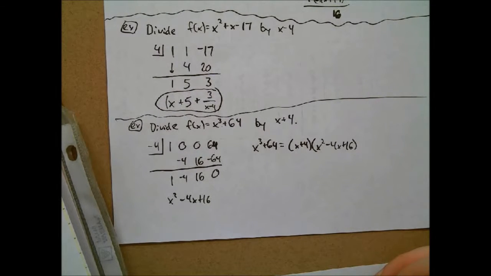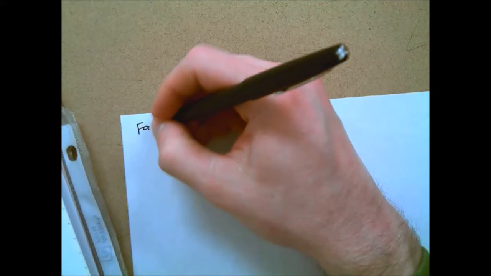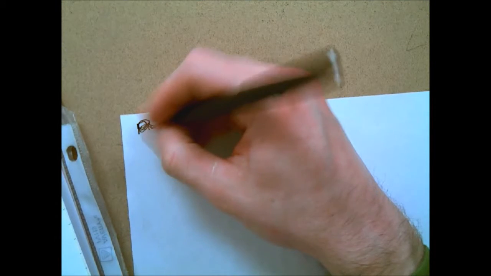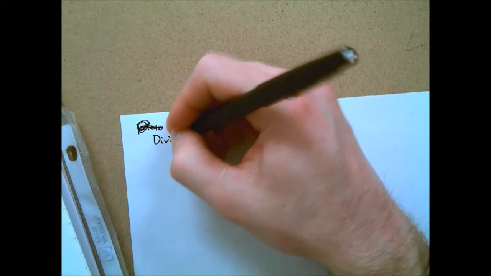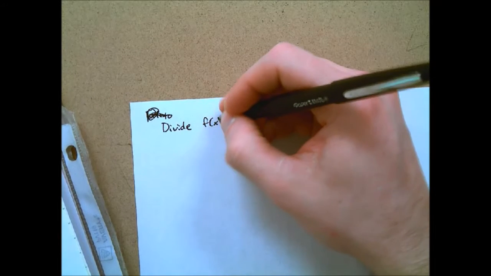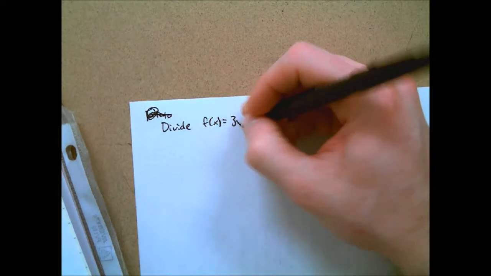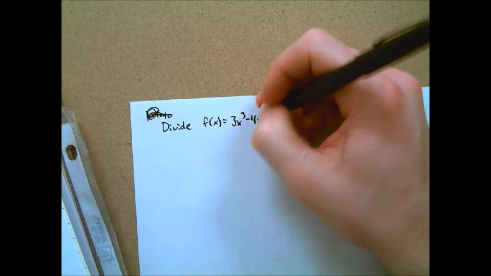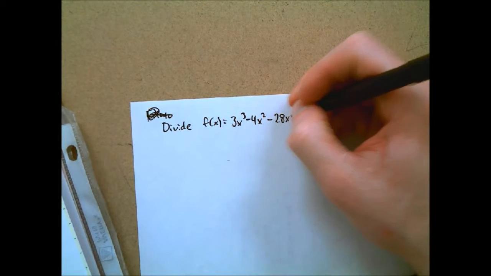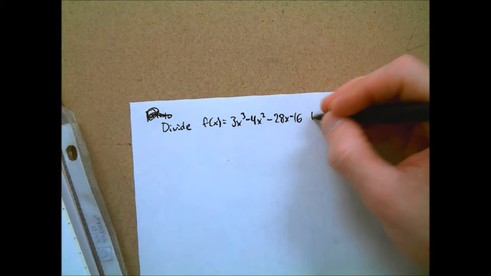Oops, that's not what I wanted to write. Sorry. All right, so here we go. Here's one for y'all to try. Okay, I want you to divide f of x equal to 3x to the third minus 4x squared minus 28x minus 16 by x plus 2.